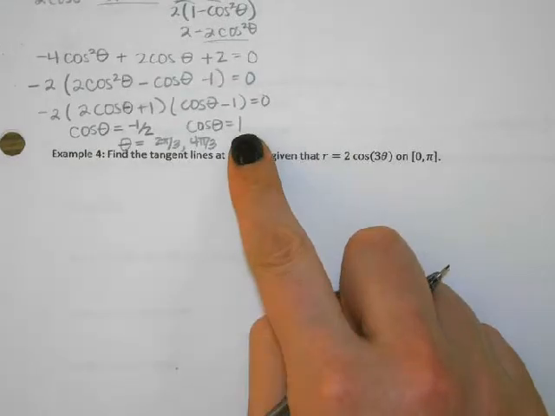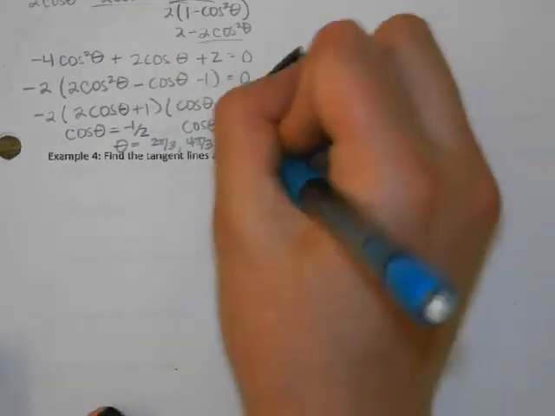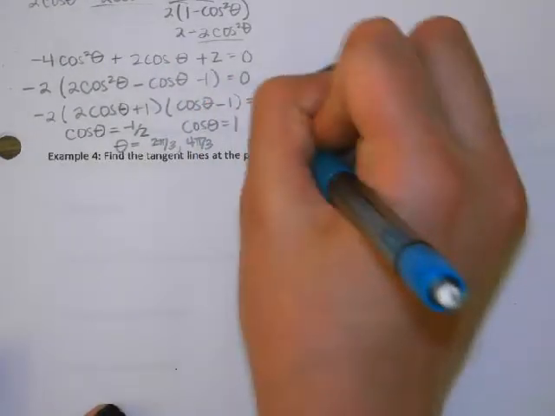And then here they're saying, where is the x value just 1? At 0, right? 0 and 2 pi, I guess, since we're including 0 and 2 pi. So theta equals 0 and 2 pi.